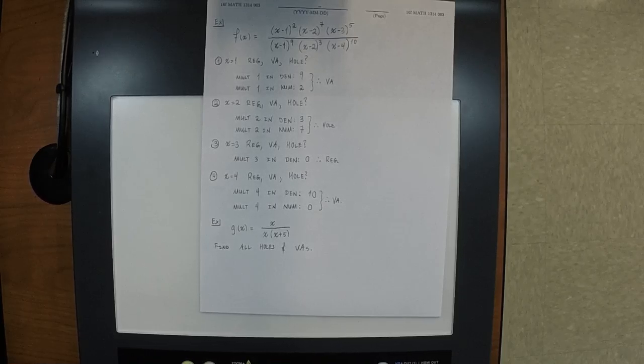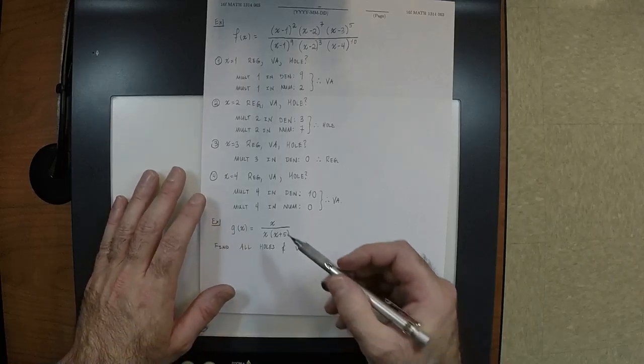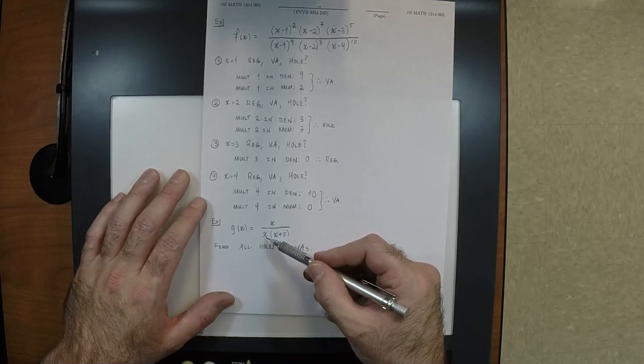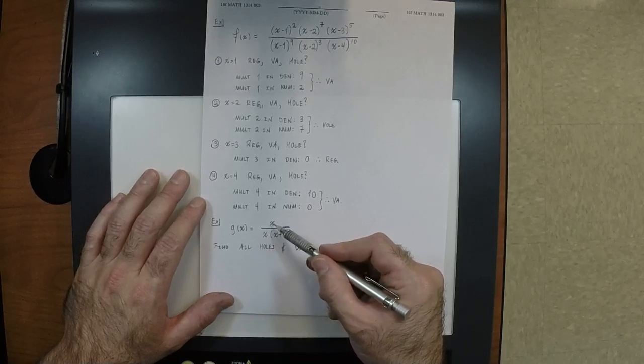Zero is a hole. And there's a vertical asymptote at negative 5. In a sense, you can say, well, okay, at zero, there's a problem because we're dividing by zero. So that's a hole or a vertical asymptote. And it's a hole because it's offset by this x appearing in the numerator.